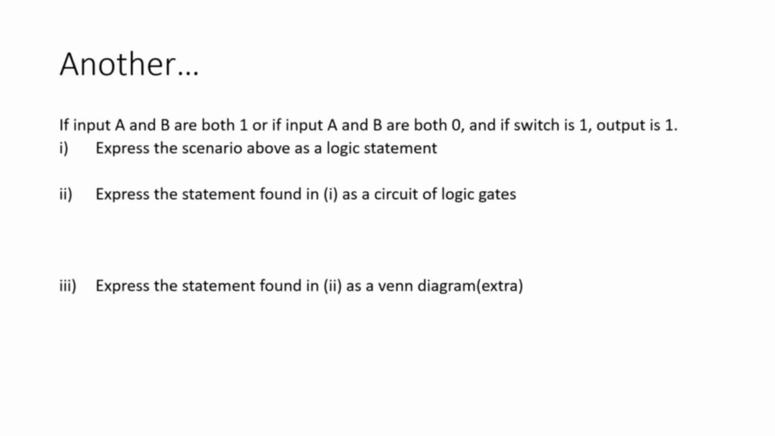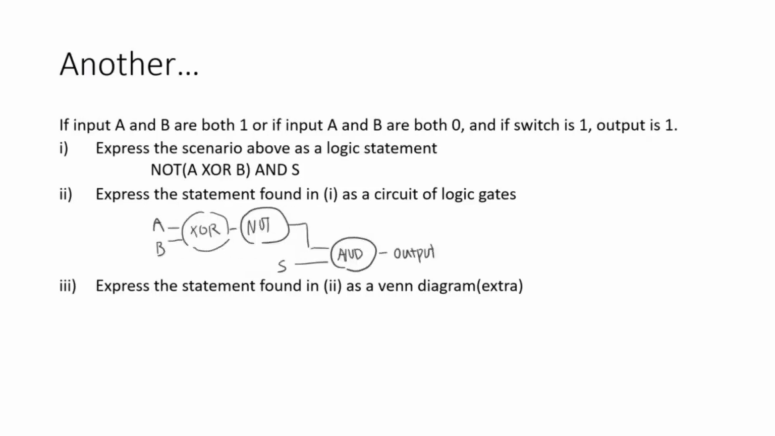And part 3 is just extra practice that I thought was good to include because there's an overlap of concepts. So for the first one, it's NOT (A XOR B) AND S. This is the logic statement for the output. And if you express this as a logic diagram, it's A XOR B and then a NOT, like the following image.